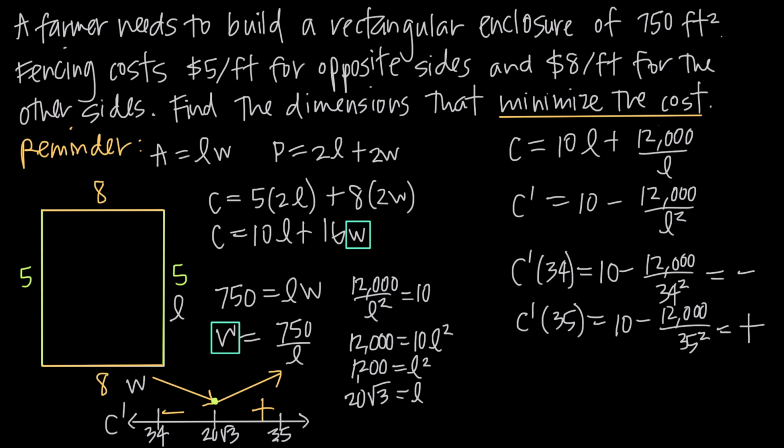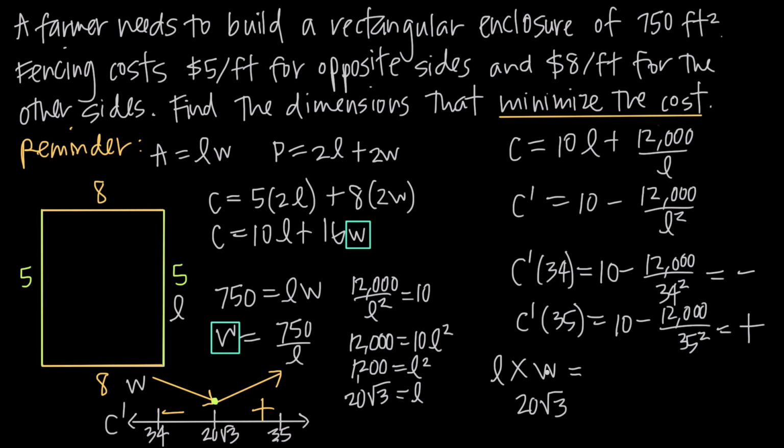However, what we need to do now, and with any optimization problem, we always have to go back at the end of the problem, back to the original question and make sure that we answer the question that we were asked, because the answer to this problem may not necessarily just be L equals 20 square root 3. In this question, we've been asked, find the dimensions that minimize the cost. So we actually have to give not just a value for L, but all of the dimensions. The dimensions of the rectangle are going to be length times width, so we can say length times width is going to be equal to, for length, 20 square root 3.